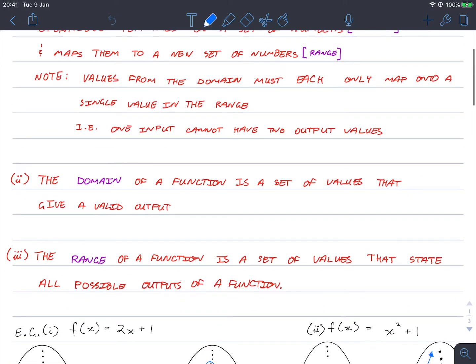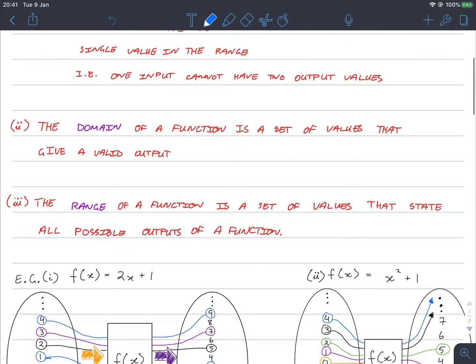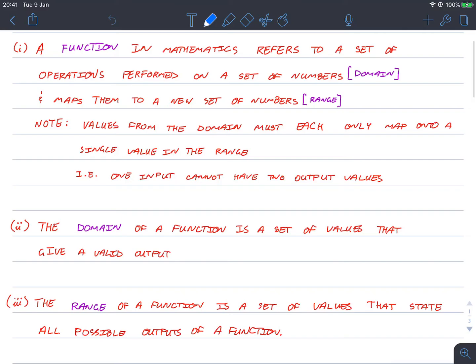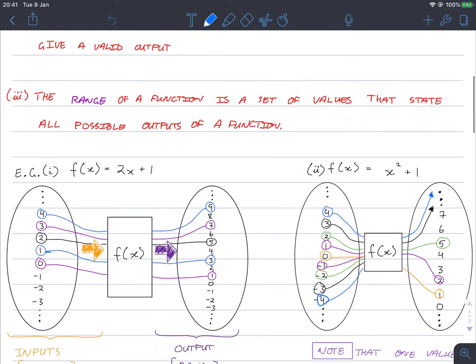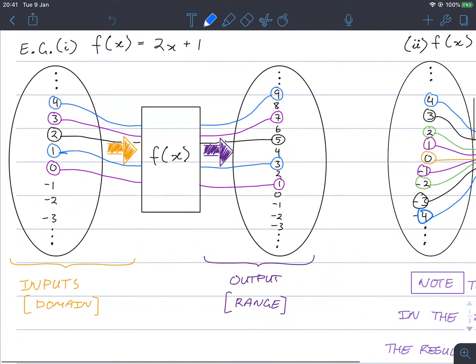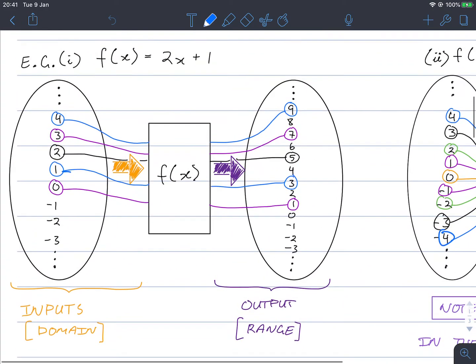The domain of a function is a set of values that give a valid output. The range of a function is a set of values that state all possible outputs of a function. Okay, that's a lot to take in, right? Three main points that we need to understand, but I hope you can understand when I draw this kind of diagram here. So, focusing on this first example, this is the idea of what a function is.